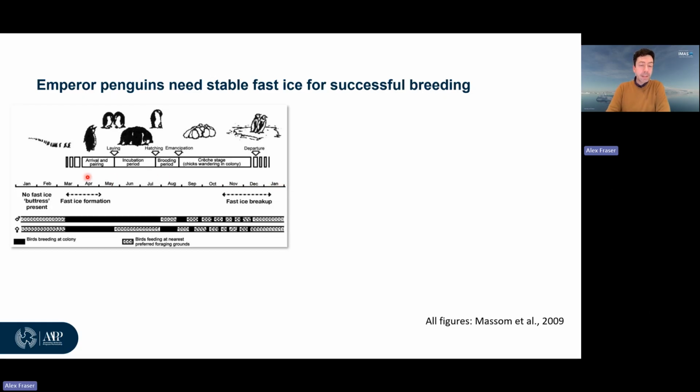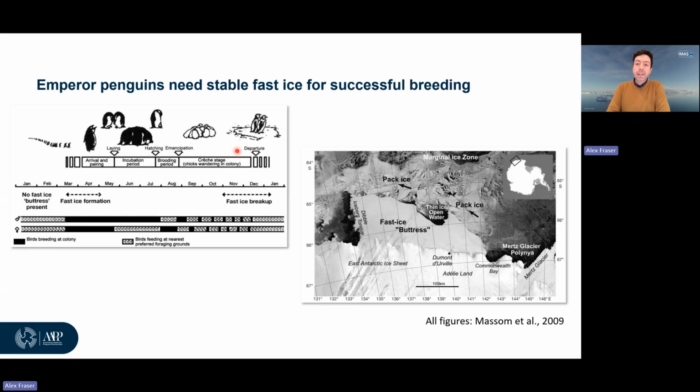And this coincides with the arrival of the adult emperor penguins at the colony, laying the eggs, which hatch, and then the chicks get born and get looked after by the adults. And here's an example colony. There's a big emperor penguin colony at Dumont d'Urville Station, which is basically south of Australia.